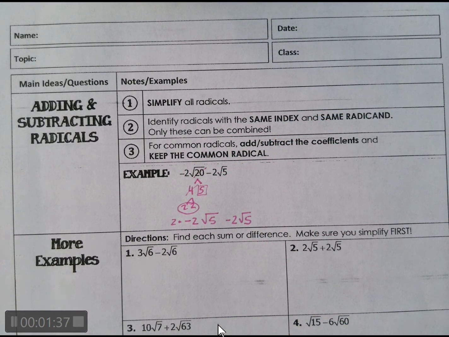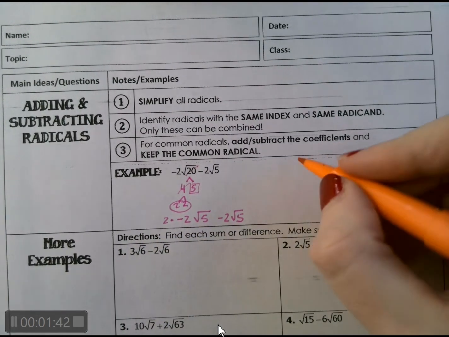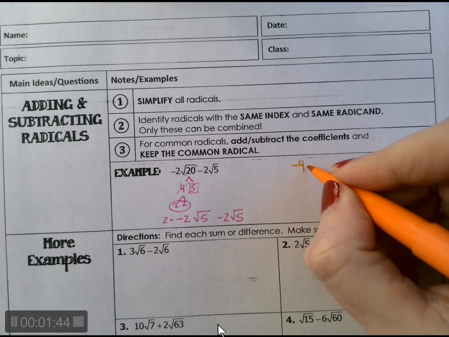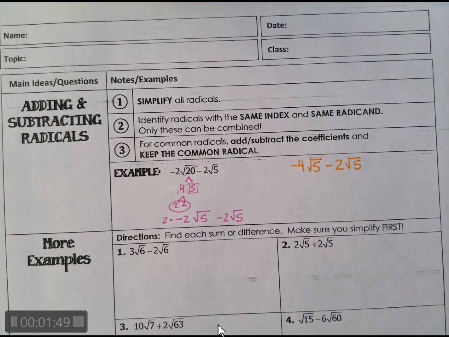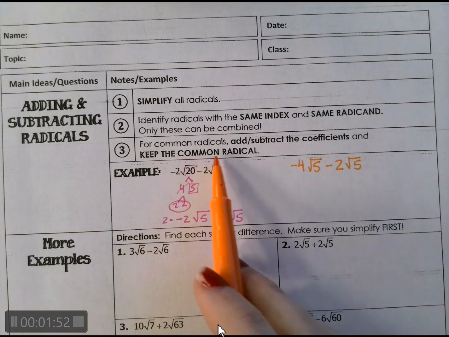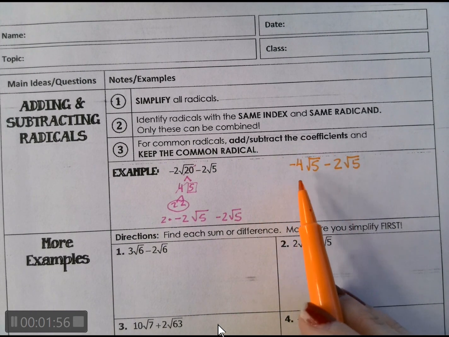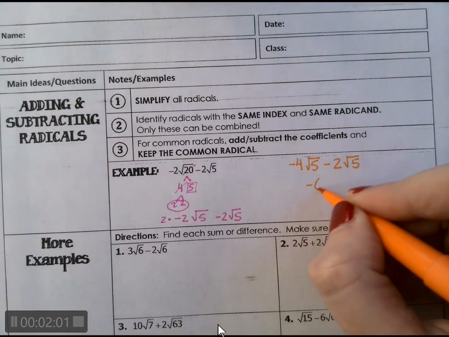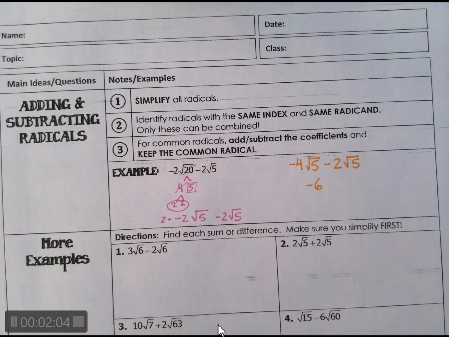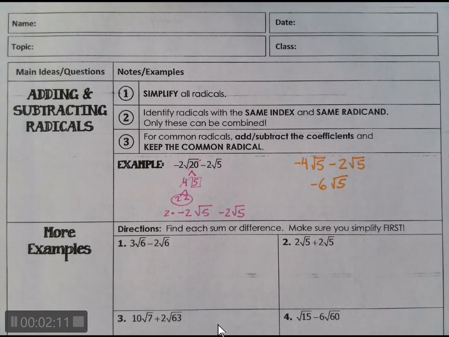So I'm going to rewrite this up here, because 2 times negative 2 will give us negative 4 square root 5 minus 2 square root 5. So now for our common radicals, we have square root 5, square root 5. Add or subtract the coefficients, the numbers in front. So what's negative 4 minus 2? Negative 6. And keep the common radical. So then you just write square root 5. And that's going to be your answer. Good. Let's try number 1 now.